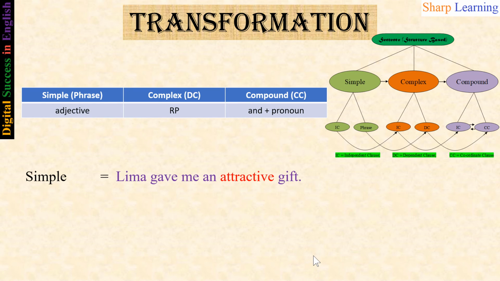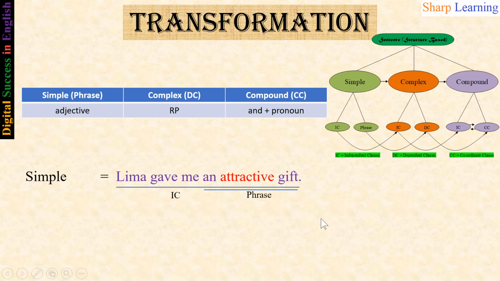Good. Lima gave me an attractive gift. Here, "Lima gave me an attractive gift" is a complete IC. But where is the phrase? There is no phrase. Yes, there is a phrase. "An attractive gift" is an object. "Me" is the other object. See here, "an attractive gift" is the direct object. "Me" is the indirect object. Here, this adjective can be used for making a DC or CC.